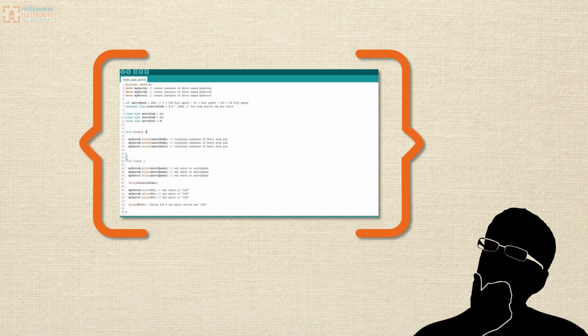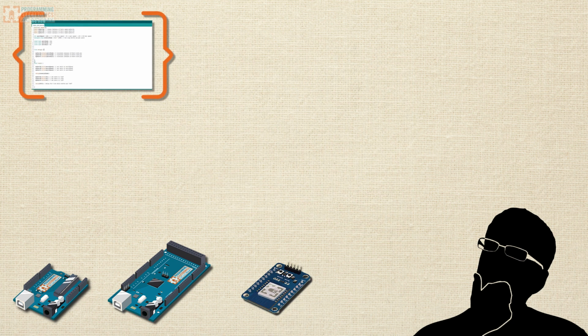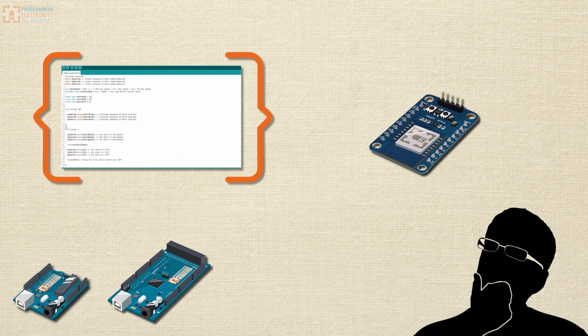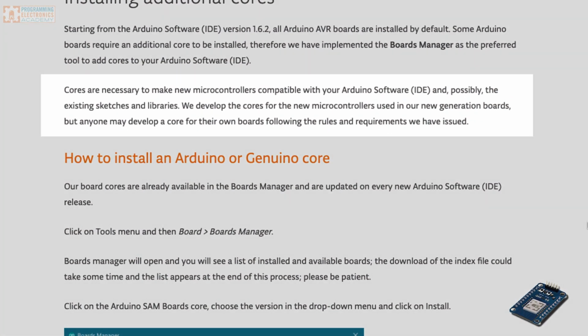All right, so here's the deal. The Arduino IDE is pretty awesome in many respects. Not only can you use it to program and load code onto Arduino boards, but you can also use it to program and load code on completely different boards and processors, like the wildly popular ESP8266 or the ESP32. Now, in order for the Arduino IDE to be able to work with these other boards, it needs what is called a core. Cores are necessary to make new microcontrollers compatible with your Arduino software. The Arduino development team builds cores for its own boards, but anyone can develop a core for their own boards.